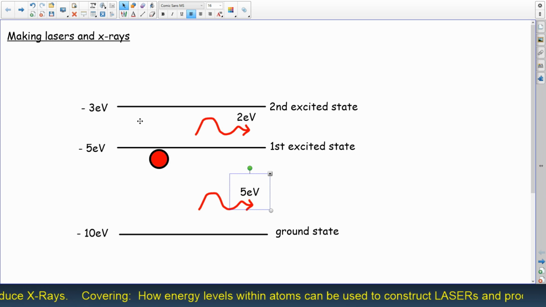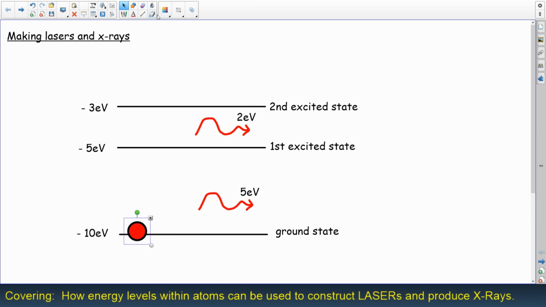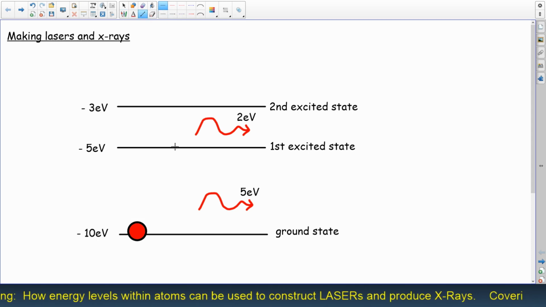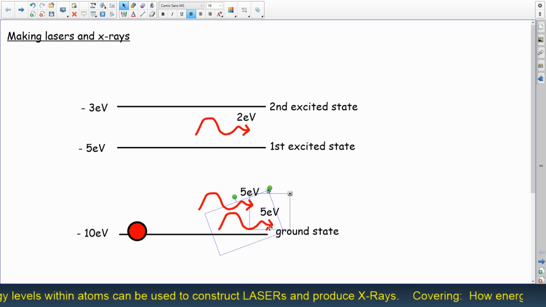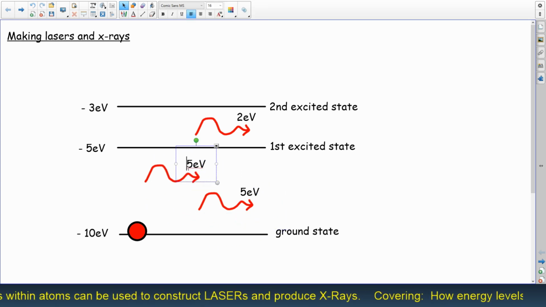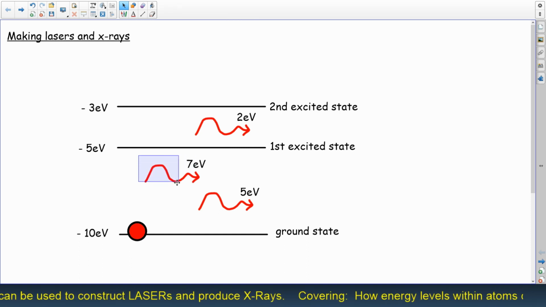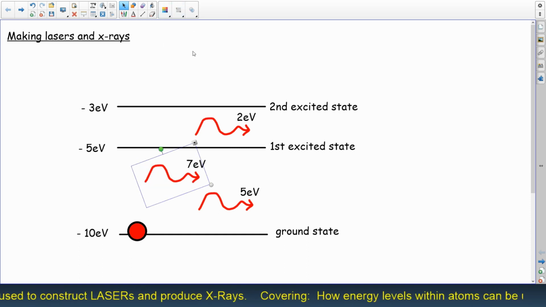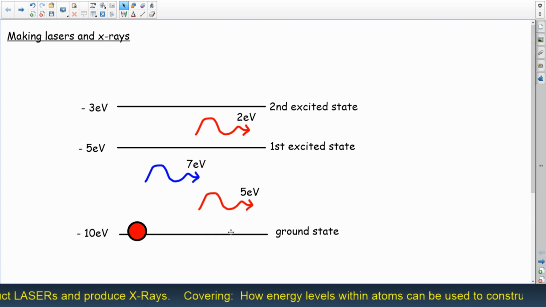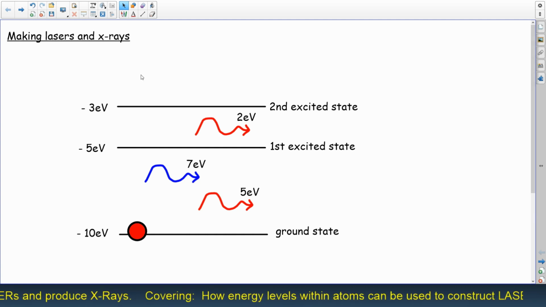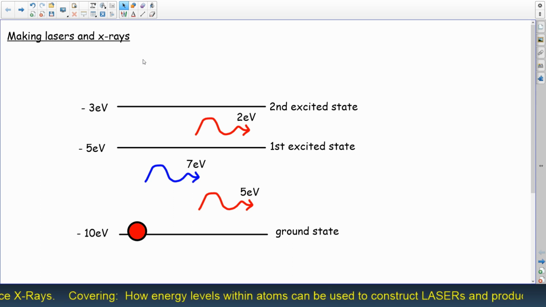Or, depending on how the fortune favors us, it could drop directly from the negative 3 down to the negative 10, and produce a 7 electron volt photon. One of those options is going to happen. So either you'll get a 2 and a 5 or a 7. And our 7 eV photon will be a little bit more energetic than the 2 and the 5. So that's us pretty much up to speed on where we should be beforehand.